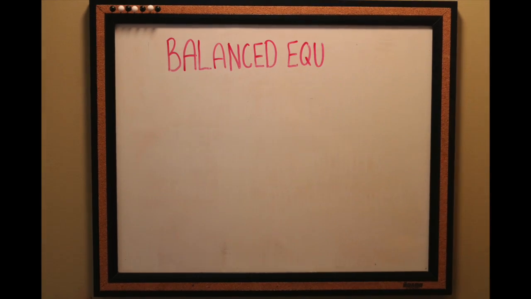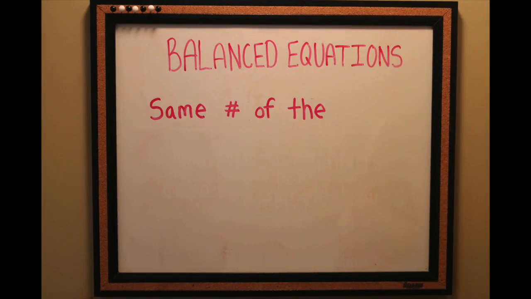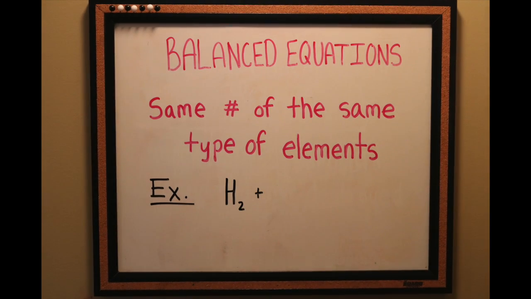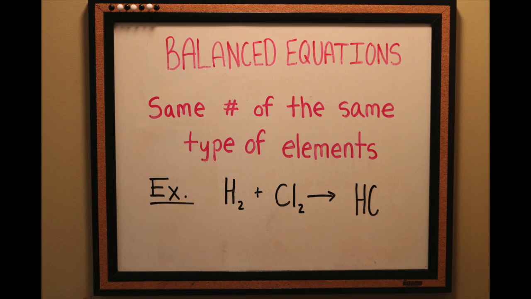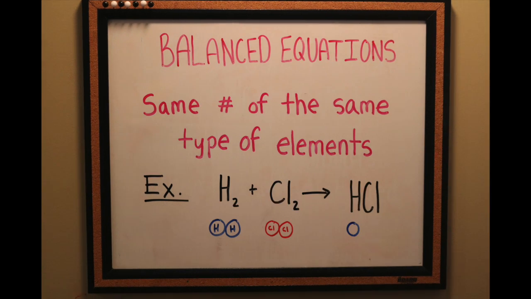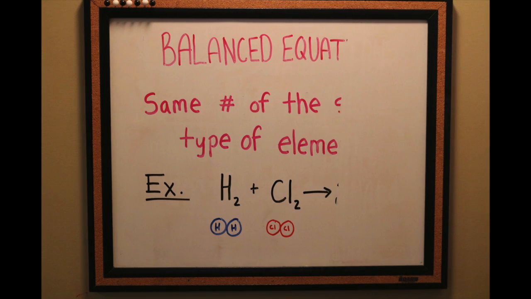A balanced equation has the same number of the same type of element on both sides of the equation. H2 plus Cl2 becomes HCl. Then you have to balance. There are 2 hydrogens and 2 chlorines, so you have to put a 2 in front of HCl.